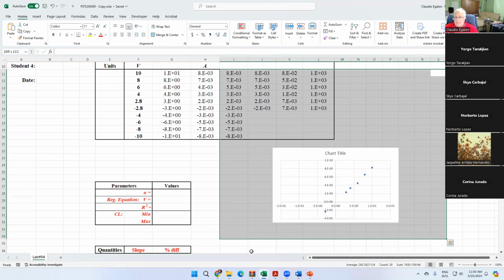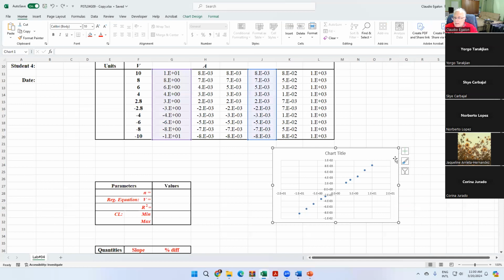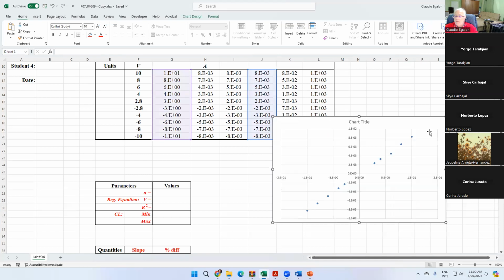Man, this thing is misbehaving here with me. Oops, shouldn't be doing that. Let's see. Okay, now it's behaving the way I want. Good.